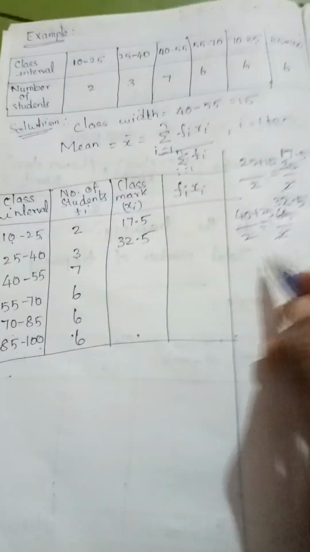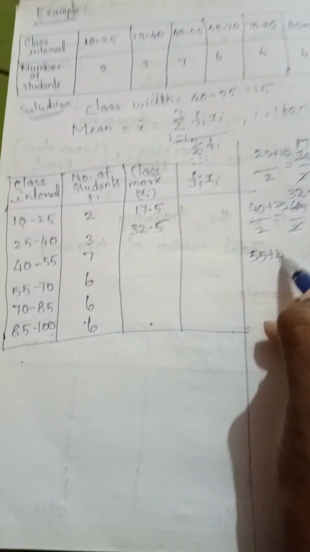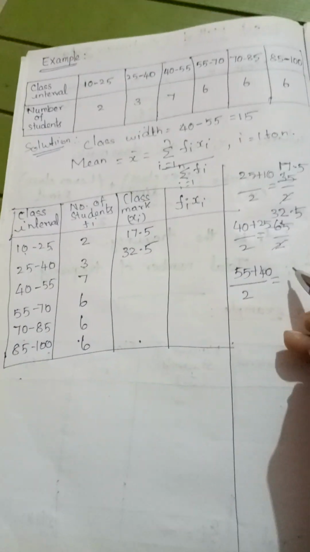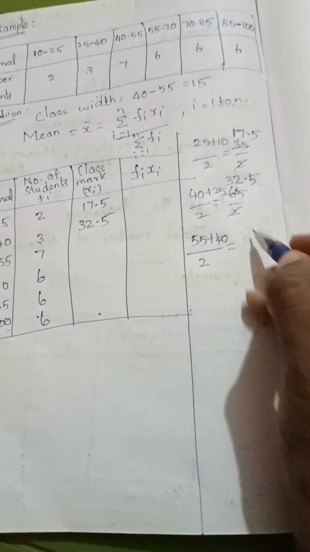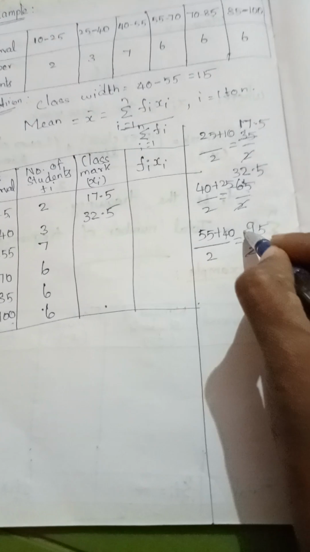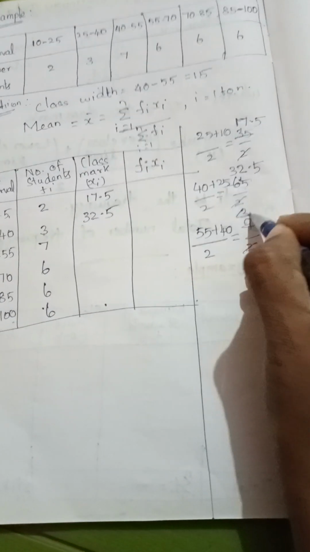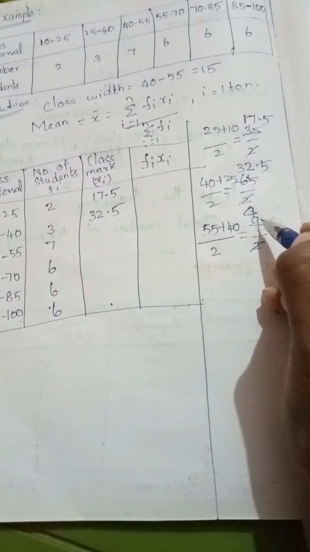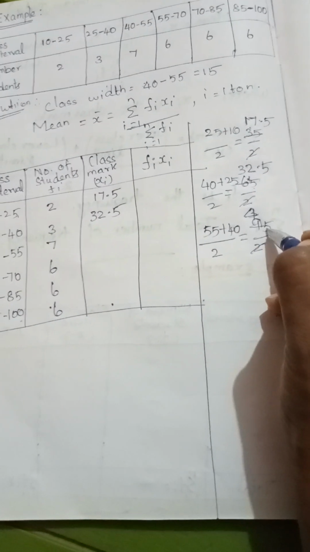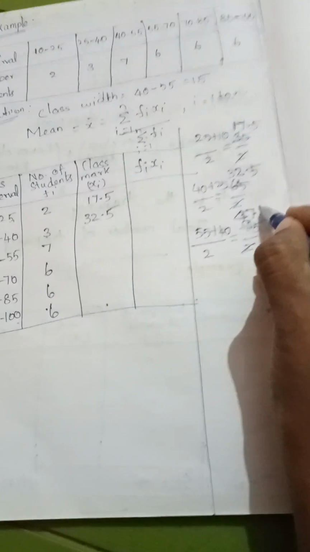Next, 55 plus 40 by 2. This is 95 by 2. 3 2s are 6, 4 2s are 8, balance 1, carry over 1; 7 2s are 14, balance 1; 5 2s are 10. So 47.5.